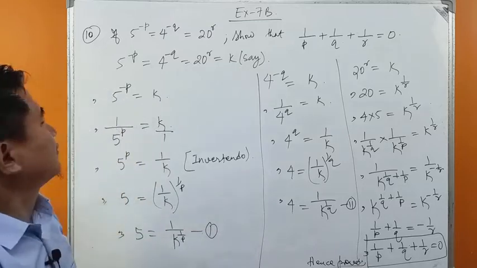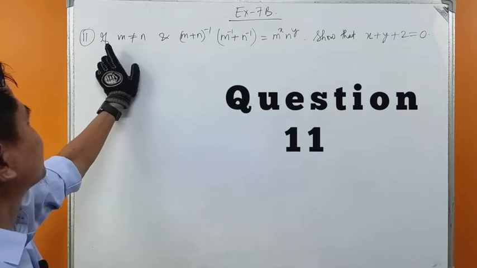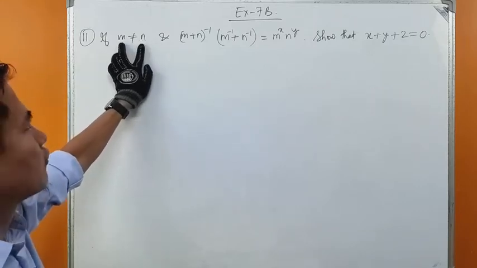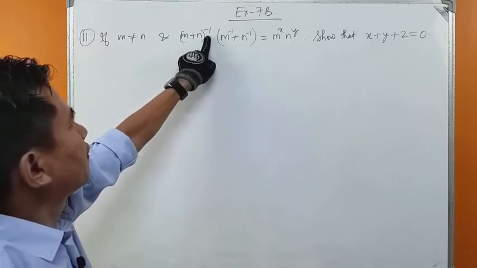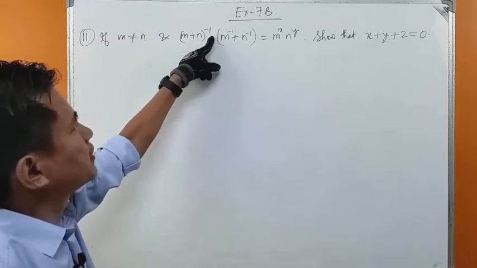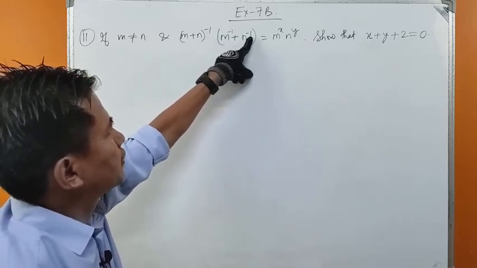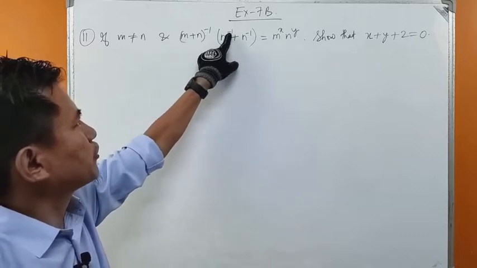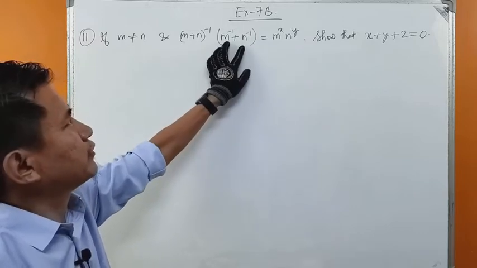Now let us do the next question. Now let us do question number 11 from exercise 7b. So if m is not equal to n, m and n are not equal, and the given condition is this: m plus n whole to the power minus 1, and here this into, there is no sign, means into, m to the power minus 1 plus n to the power minus 1. Here (m plus n) to the power minus 1, and here m to the power minus 1 plus n to the power minus 1. These two are totally different, okay.